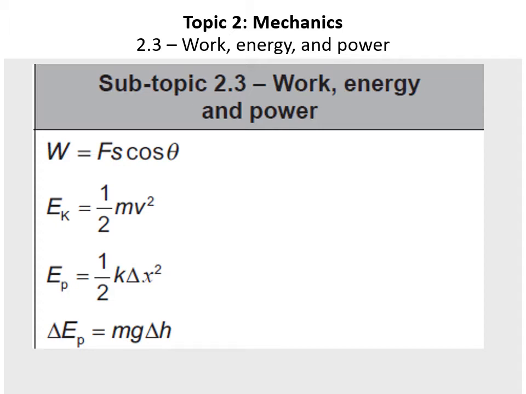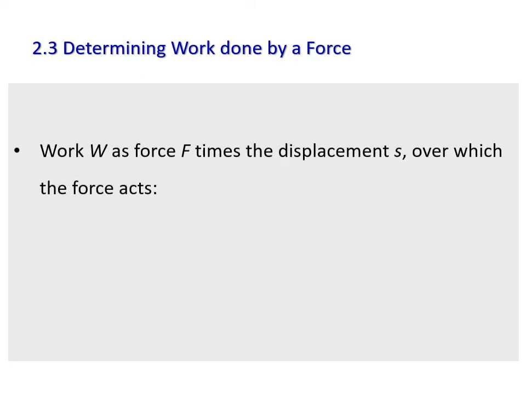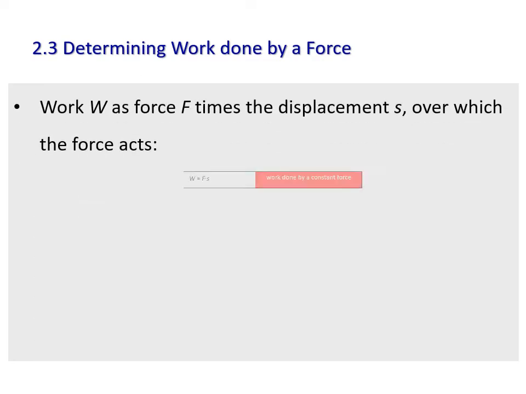We have E sub K equals 1/2 mv squared. This is the kinetic energy, the energy of motion, equals 1/2 times the mass times the velocity squared. E sub P is the spring potential energy, or the elastic potential energy of a spring. That is equal to 1/2 k delta x squared, where delta x is the distance the spring is from its unstretched length. And then the change in the gravitational potential energy, again E sub P, but not to be confused with elastic potential energy, is equal to mg delta h, where h is the height.